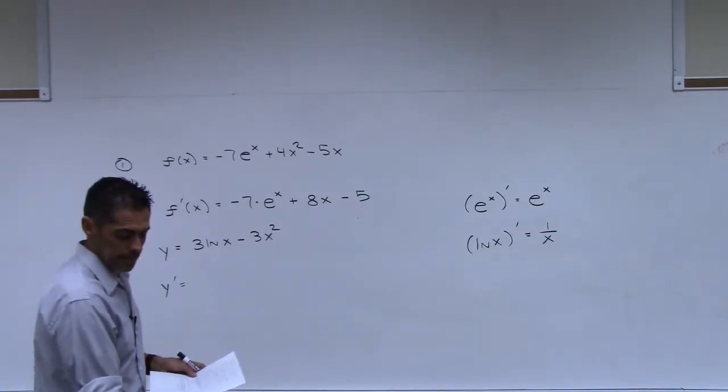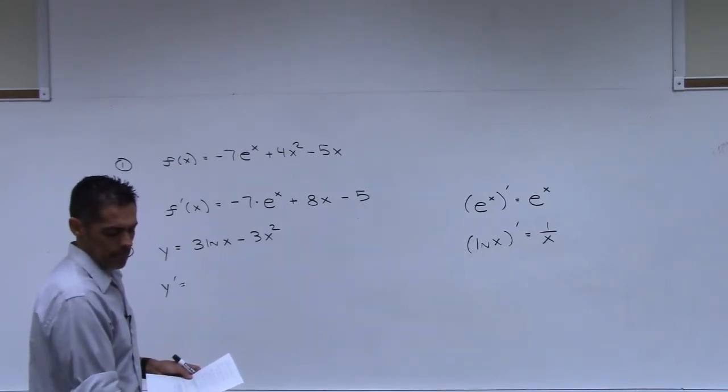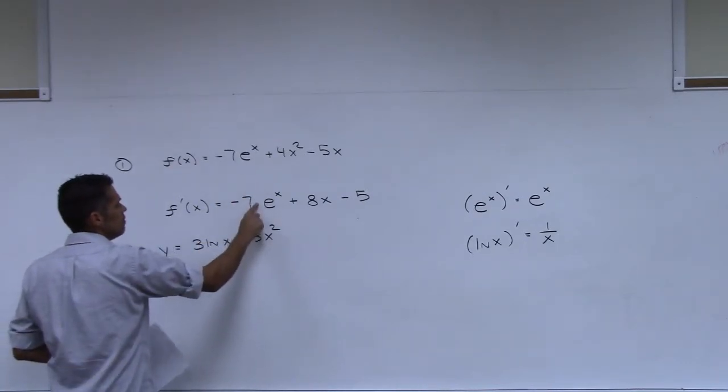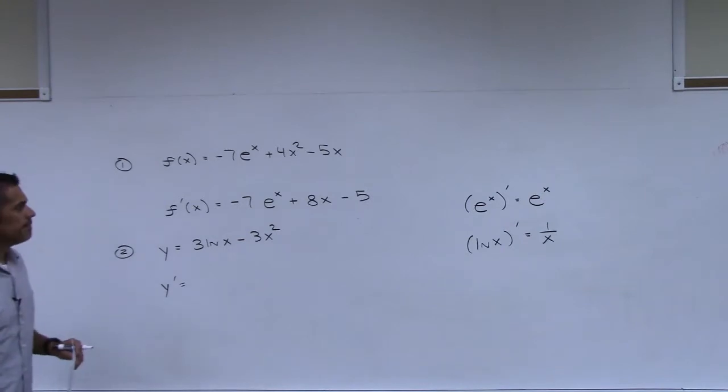Yes? With the negative 7 and the e to the power of x, do we always have to show that multiplication? No, you don't. Nope. You do not have to show that.